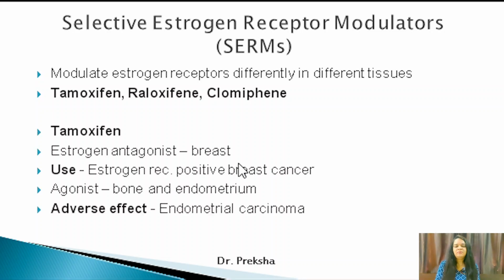So tamoxifen has estrogen receptor antagonistic action in breast, and that is the reason it is used in estrogen receptor positive breast cancer. Tamoxifen also has agonistic action in the bone and endometrium, and as it stimulates the endometrial tissue, it will result in endometrial hyperplasia, and that can result in increased risk of endometrial carcinoma. So tamoxifen can increase the risk of endometrial carcinoma. So this was about tamoxifen.